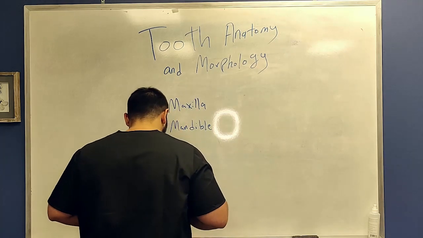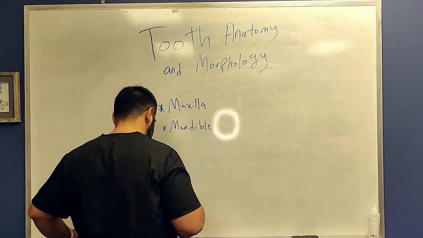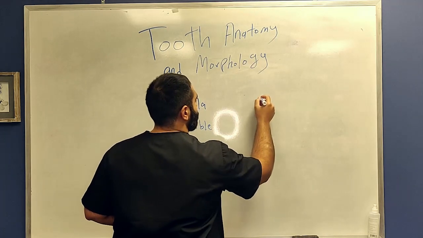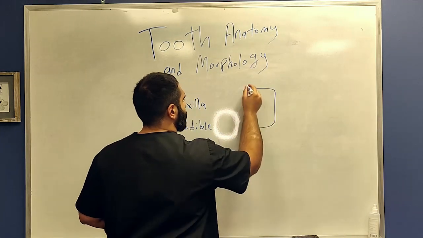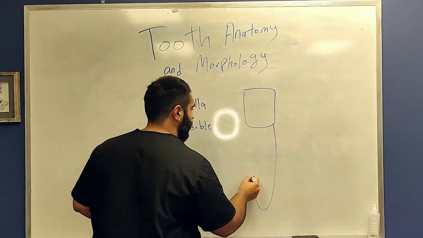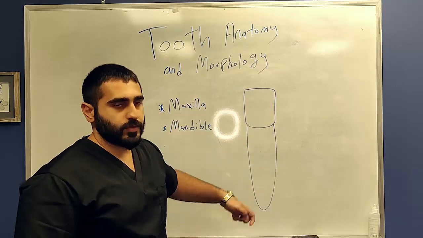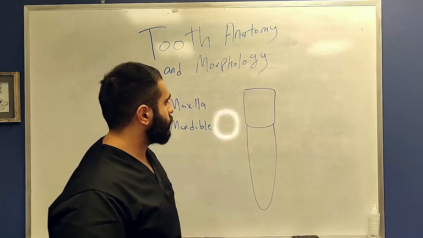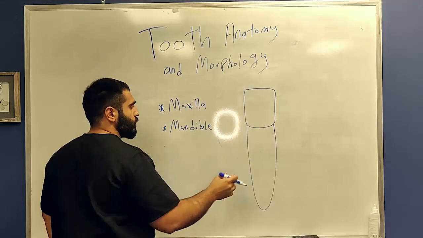So let's draw any tooth here. Every tooth has a crown and a root. Now some teeth have multiple roots, some have single roots, but every tooth consists of crown and root.